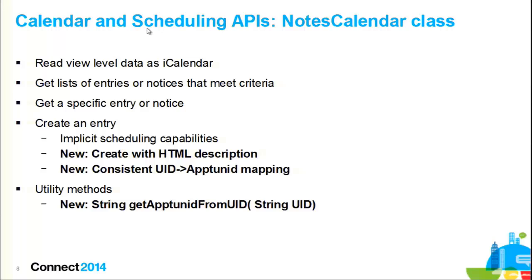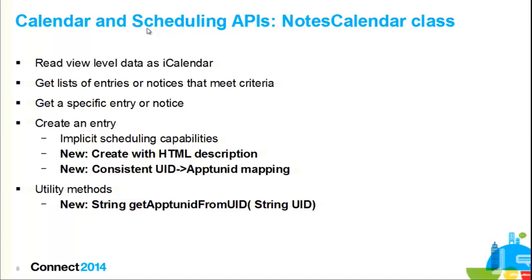So I can say, I want to get all the entries this month, and it will return a vector of Notes Calendar entry objects. Or I can say, I want to get all the invitations that I haven't processed, and return that back as a vector of Notes Calendar notices. Given that every one of these has an identifier. An entry is identified by the UID, which is that iCalendar identifier. A notice is identified by a UNID or a Note ID, like a traditional document. So given one of these identifiers, you can get an object that corresponds to that.